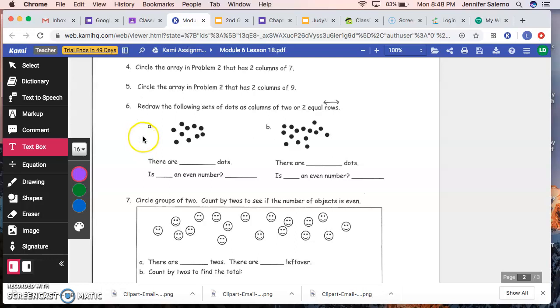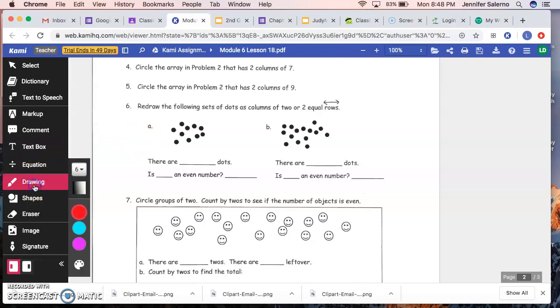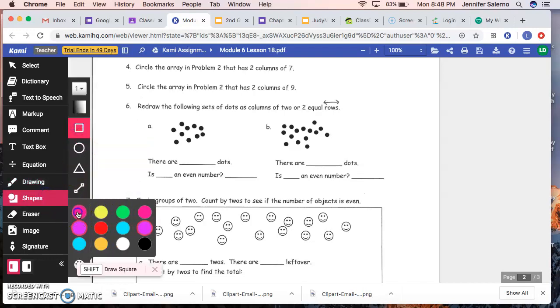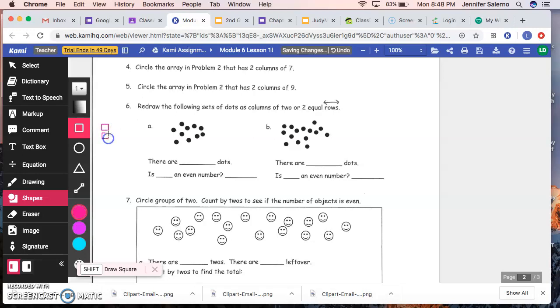So all they want you to do is draw that into either, like I said, 2 columns or 2 rows. So I'm just going to do 2 rows, and in each row I need to have 5.